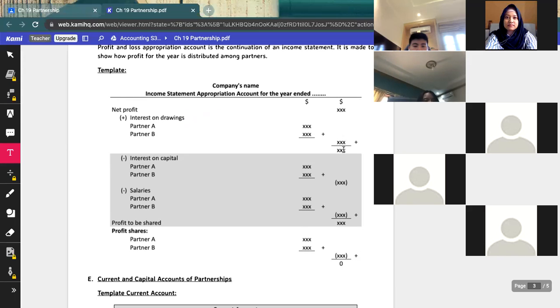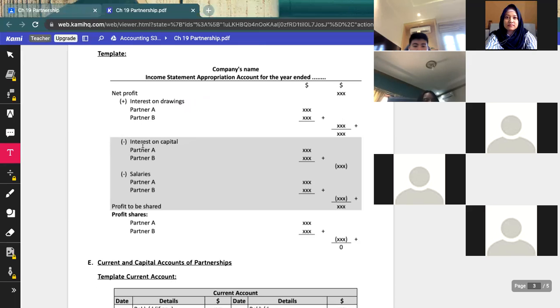After you add interest on drawings, next is interest on capital. Interest on capital is a reward given by the partnership to partners. That will be taken from the profit. So that is why it is negative. Yeah. So interest on capital between partner A and partner B is given here. Total, and then put brackets because this will be deducted from the total profit that you have. After that, if there are salaries, salaries will also decrease net profit. So salaries here, put brackets also, and then put the result.